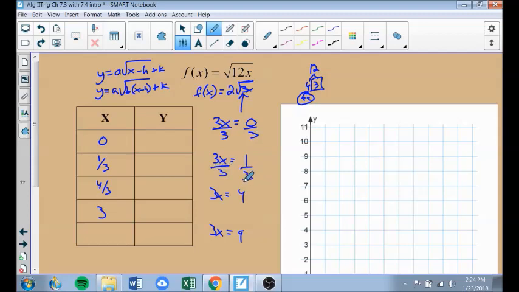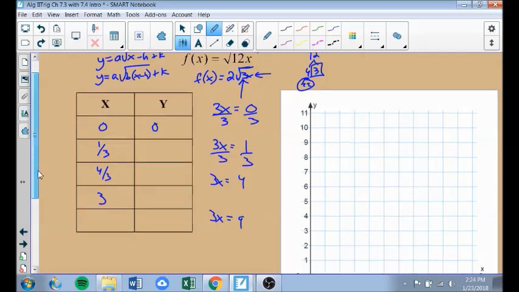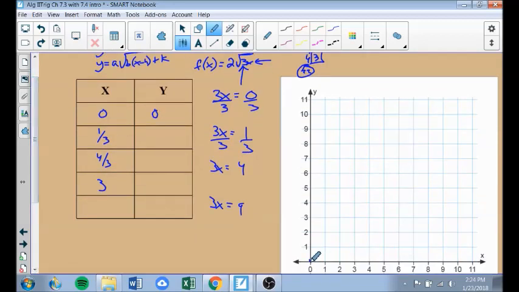So now I plug this in for x. I'll plug it into this one or this one, doesn't really matter. I'll do the bottom one just because I want to show consistently. 0 times 3 is 0. Square root of 0 times 2 is 0. This is the point 0, 0. 1/3. 1/3 times 3 is 1. Root 1 is 1 times 2 is 2. 4/3. 4/3 times 3 is 4. Root 4 is 2 times 2 is 4. And then 3. 3 times 3 is 9. Root 9 is 3. 3 times 2 is 6. Look, they all changed by the a value.